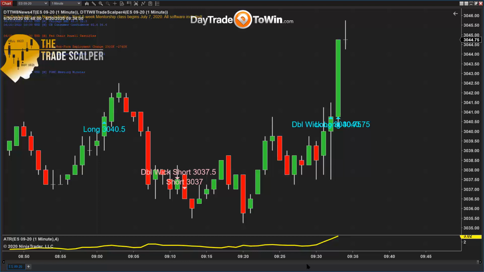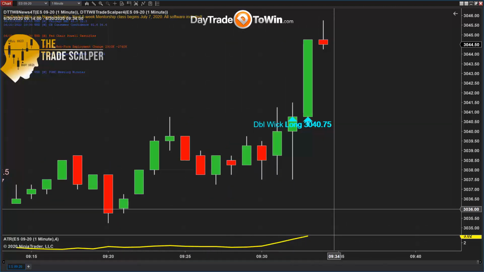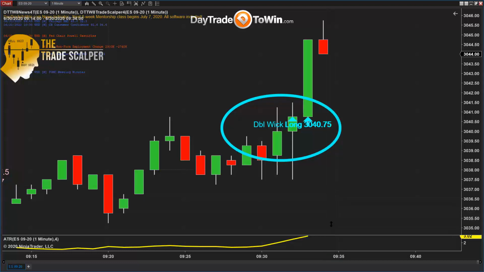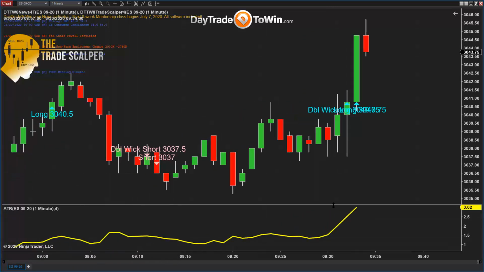Here I have the Trade Scalper. Those of you who have the Trade Scalper should have the same exact signals if you're using a 1-minute chart. It's a little different if you're using a range chart. It provides a different set of entries, similar long and short, but they're a little bit different.